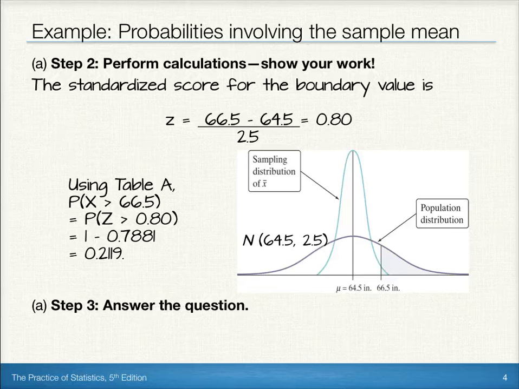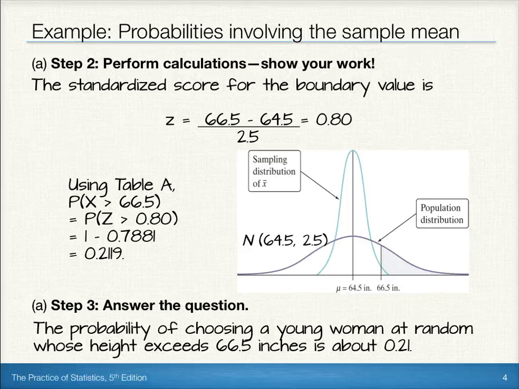Using table A, the probability that x is greater than 66.5 inches is the same as 1 minus 0.7881, or about 0.2119. So to answer the question, the probability of choosing a young woman at random whose height exceeds 66.5 inches is about 21%.